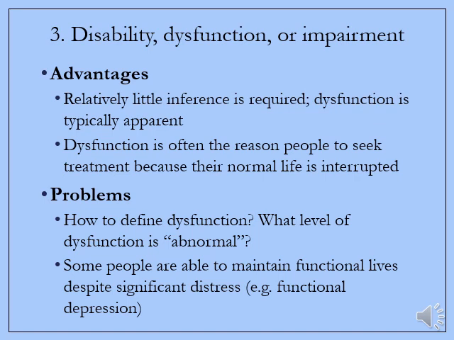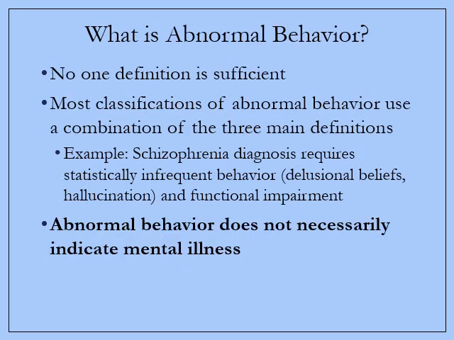They're able to maintain some relationships. And so if we define abnormal behavior solely by dysfunction, these people would not be considered impaired, or they wouldn't be considered abnormal behavior. So what is abnormal behavior?